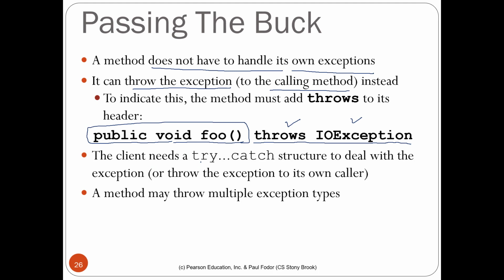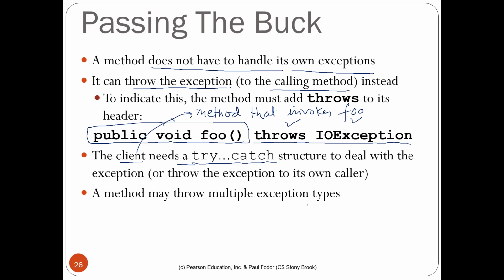Now, that's about a method which cannot handle its own exception. A client needs a try and catch. Client means the method which is invoking foo. That will be the client method. So the client in this example for this method foo would be a method that will invoke foo, and it needs to invoke that in a try and catch structure so that it can handle the exception. It should be able to handle the IO exception, because that's the kind of exception foo will raise.